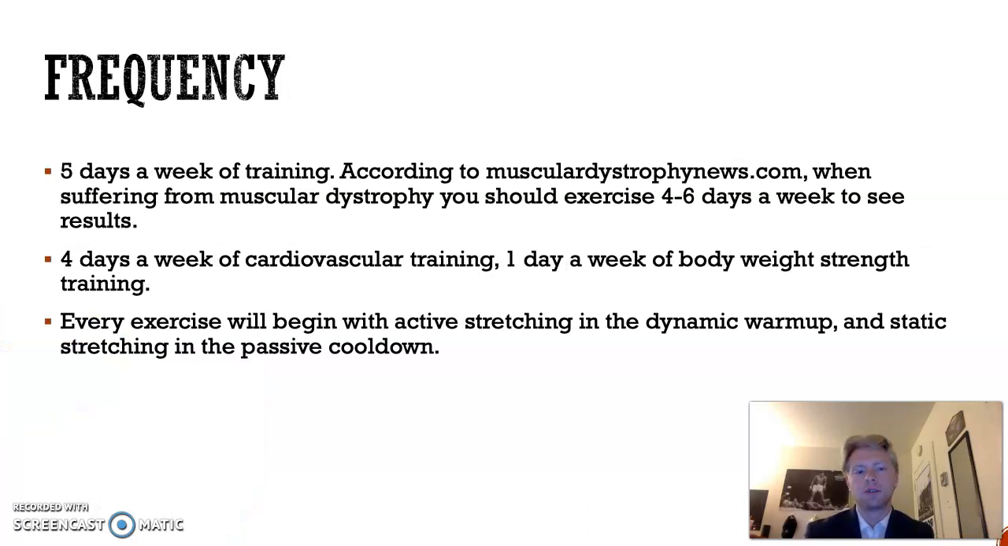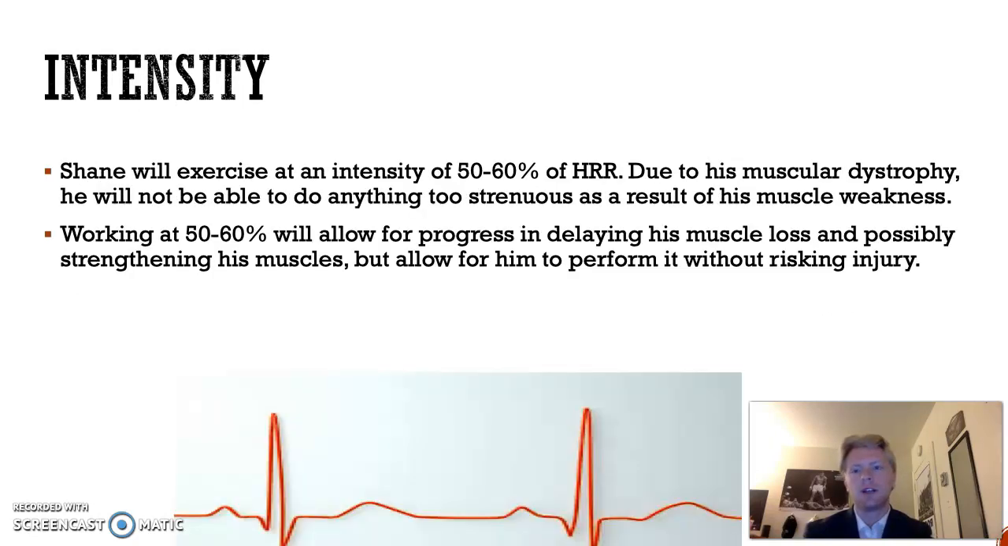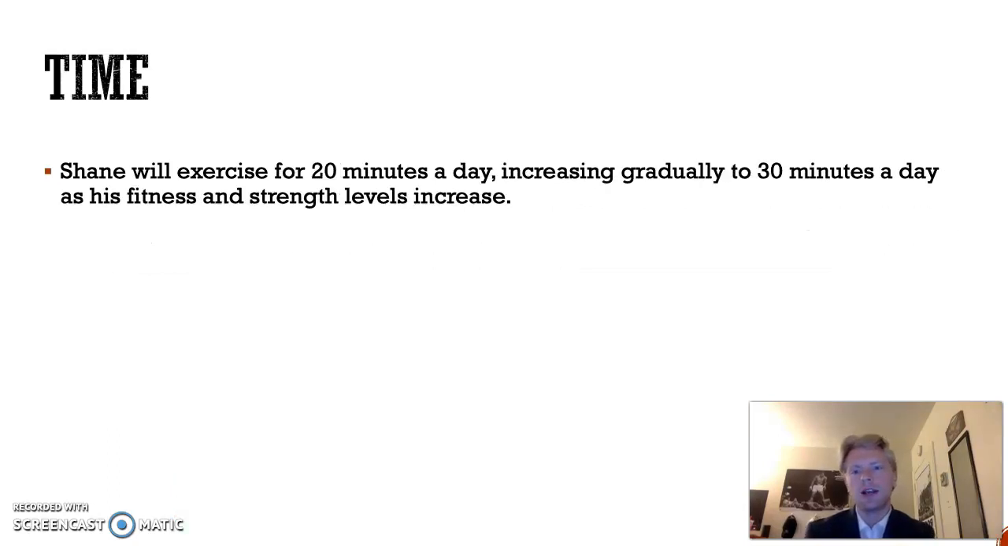So for the FITT principles of his exercise program, he'll train 5 days a week, 4 days a week of cardiovascular training and 1 day a week of body weight strength training, and he'll begin every exercise with a warm-up and a cool-down. Intensity, he'll keep it a pretty low intensity, 50 to 60% of heart rate reserve. Due to his muscular dystrophy, we don't really want to get into too much intensity, and this will keep those levels low so that he won't risk injury. And then for time, he'll do 20 minutes per exercise bout, increasing gradually to 30 minutes a day as his fitness levels and strength increase.